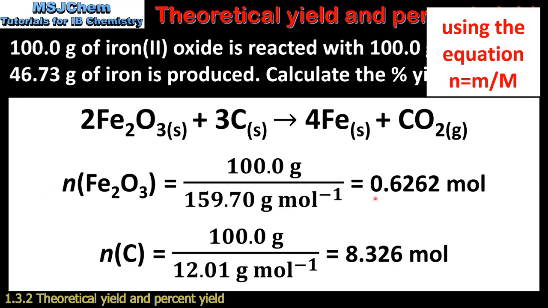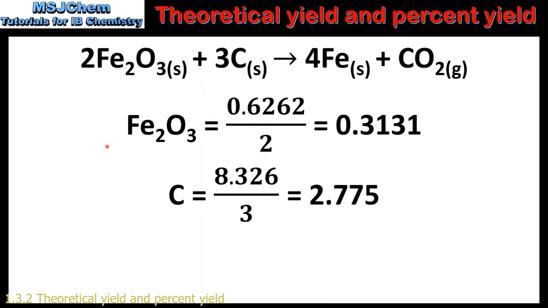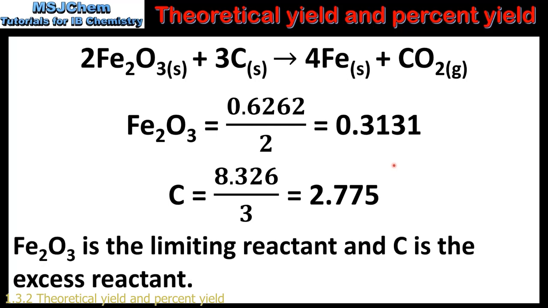For iron oxide, we have 0.6262 moles. And for carbon we have 8.326 moles. The next step is to divide each amount in moles by its coefficient in the balanced equation. For iron oxide the coefficient is 2, and for carbon the coefficient is 3, and this gives us 0.3131 for iron oxide and 2.775 for carbon. The lowest value is the limiting reactant, so iron oxide is the limiting reactant and carbon is the excess reactant.